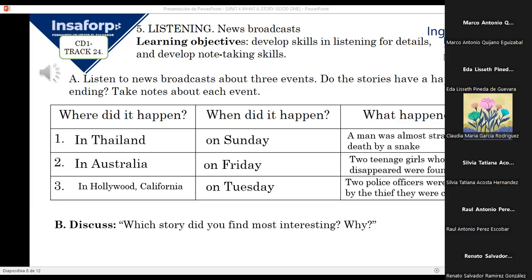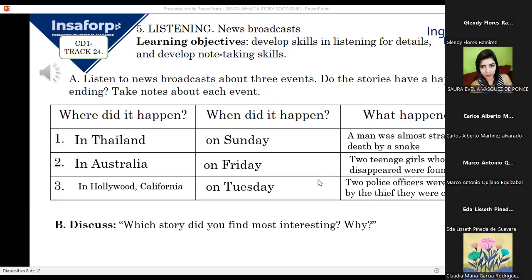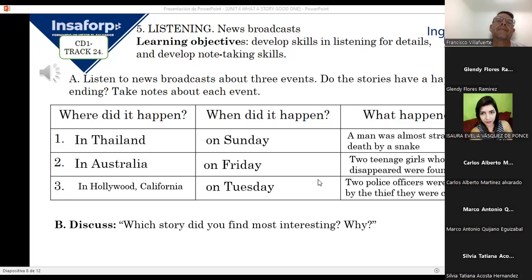Let's see one of the ladies who I would like to participate. Lizette Pineda. Hi. Which one was the most interesting for you? I think the most interesting for me is probably the first one, because I consider the man a lucky man. It's a really strange situation, but it's important that they survive. Because the snake is a dangerous animal. Exactly. Was it a small snake or a big snake?